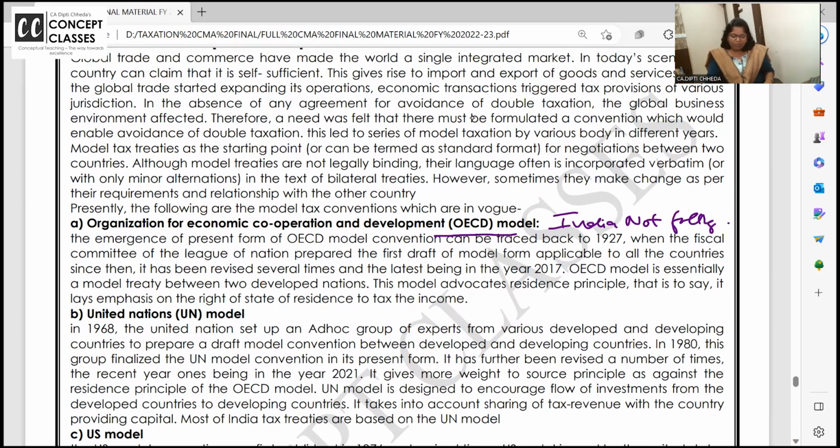This is like a group of developed countries. OECD model, when the fiscal committee and all, or इनका क्या था? OECD model is essentially a model between two developed countries.